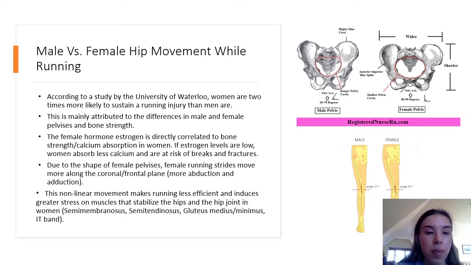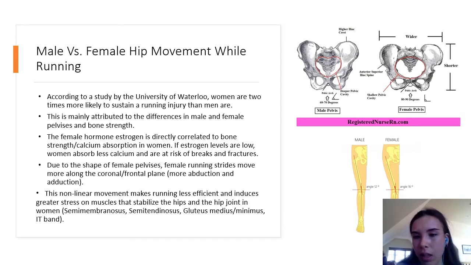So according to a study by the University of Waterloo, women are 2 times more likely to sustain a running injury than men are, and this is mainly attributed to the differences in male and female pelvises and bone strength. And the bone strength is more in older women or women who are either calcium or estrogen deficient, so it has less to do with bone structure and more to do with nutritional factors and hormonal factors.